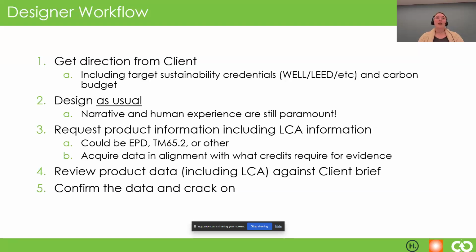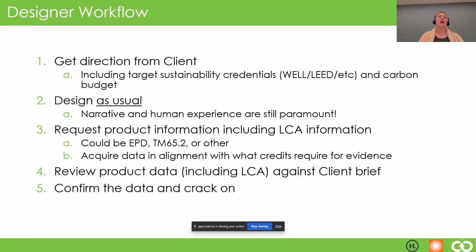So this designer workflow is mostly what you're doing now, I hope. It's getting direction from your client, designing, doing your concepts, your drawings, your calculations, then requesting product information, right? So again, the lifecycle analysis information is just one part of your spec request. You get the photometry, you get the efficacy, you get everything and put it all together and make sure that it works for your Part L calculations or for whatever else you're doing. And then you also request this. Then you review all that product data, so everything that you have to comply with, whether LEED, WELL, BREEAM, et cetera, against your client brief, confirm it, and then go back, right?